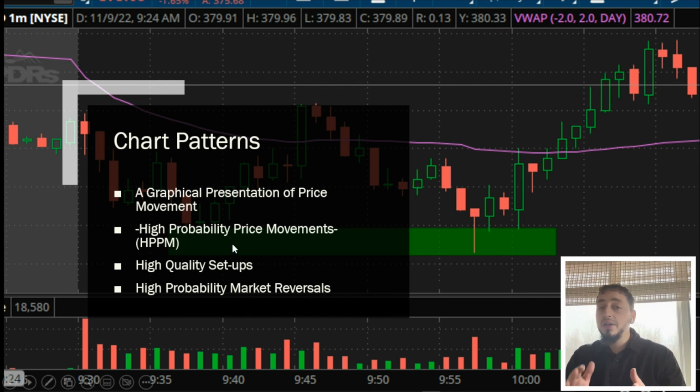So now that we understand candlesticks a little more, we're going to jump into chart patterns. So what's a chart pattern? It's a graphical presentation of price movement. The way I like to use chart patterns is as a high probability price movement. So every time you see a chart pattern, there is a high probability of price to move. Now, what do probabilities mean?